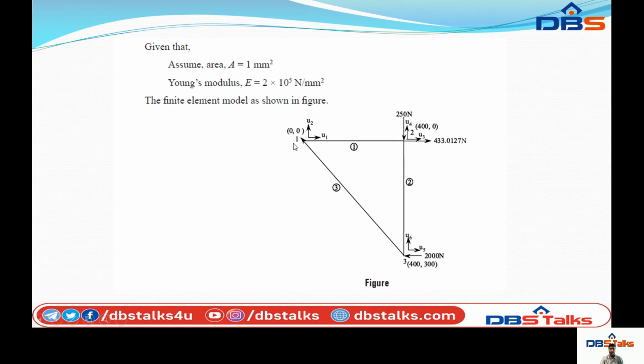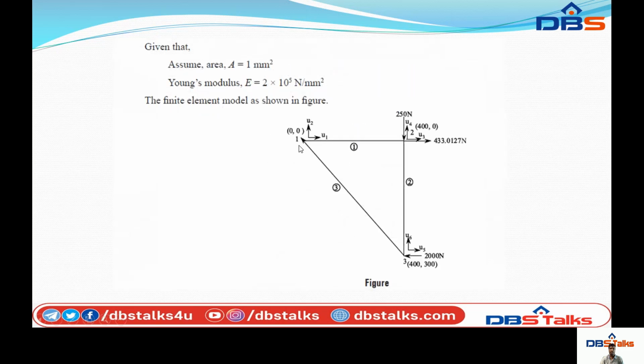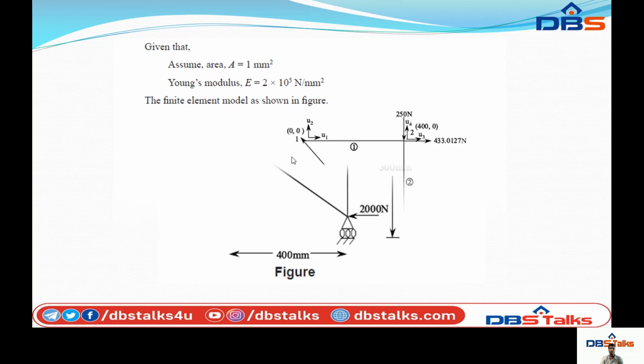Here, I'm explaining the criteria to calculate and how I take the coordinate points. First of all, element 1 has two nodes. U1 is in the horizontal direction, U2 is in the vertical direction. It is a fixed support, so there is no movement in the horizontal direction and no movement in the vertical direction either. Then I take the origin point, with coordinate points 0, 0.